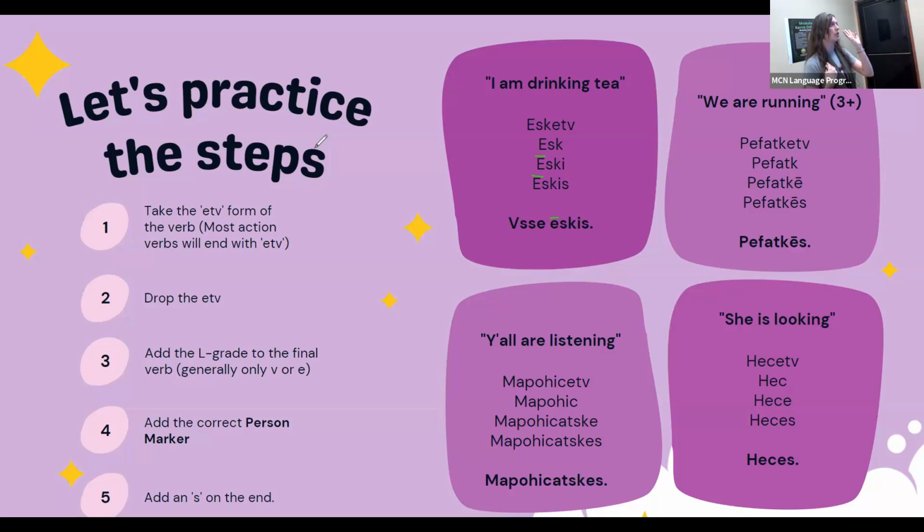So we're gonna do it 3 times. I'm gonna say the English and then we're gonna say the Mvskoke 3 times. So I say, you say, I am drinking tea. Asi iskes. Nice. Asi iskes. Yeah, okay.